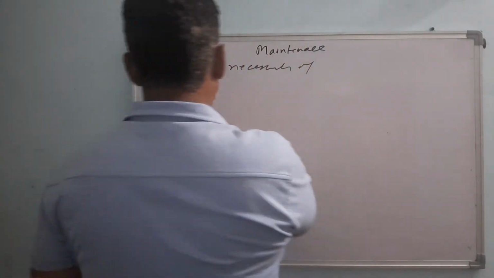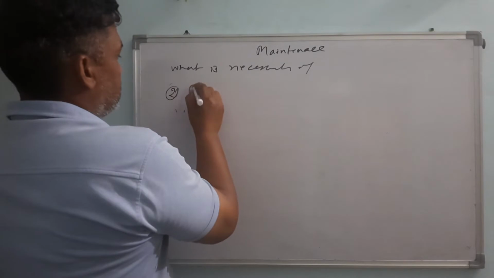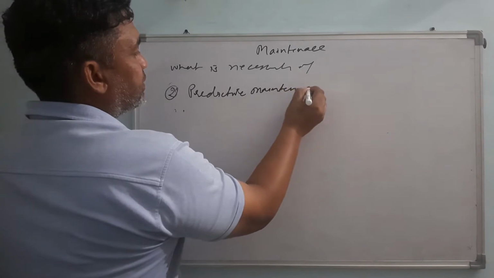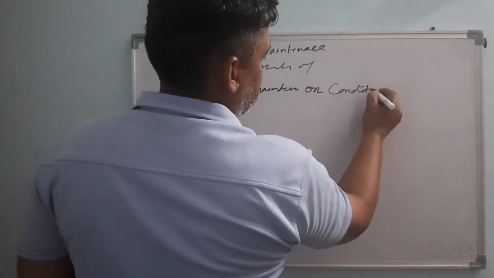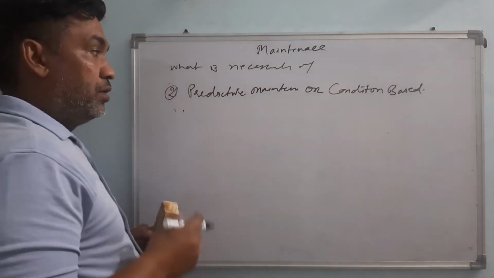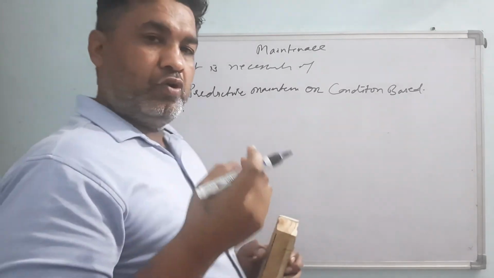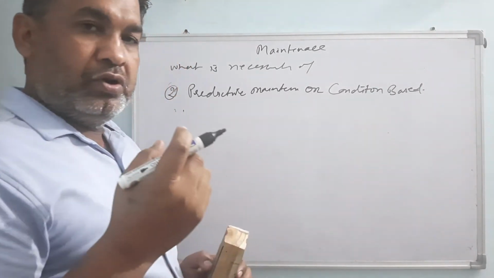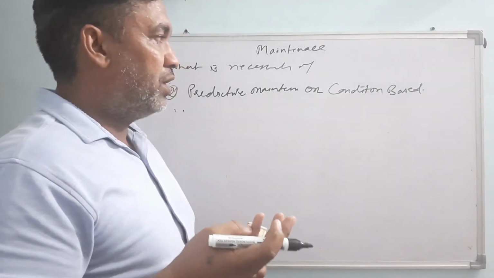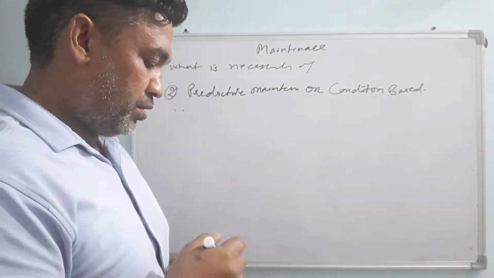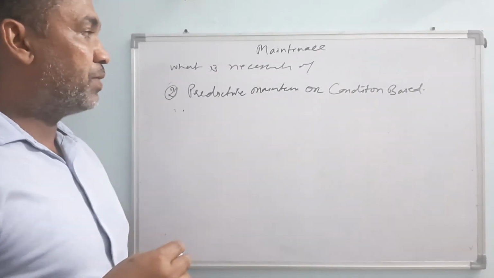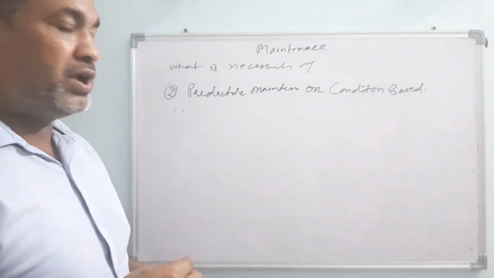And the second is predictive maintenance. This is condition-based maintenance. The health of an equipment is observed by a few parameters like temperature of the bearing, vibration, current of the equipment, and displacement. If any one parameter shows an abnormal value, it means the machine is not working properly. We need to replace a spare part or repair the machine.